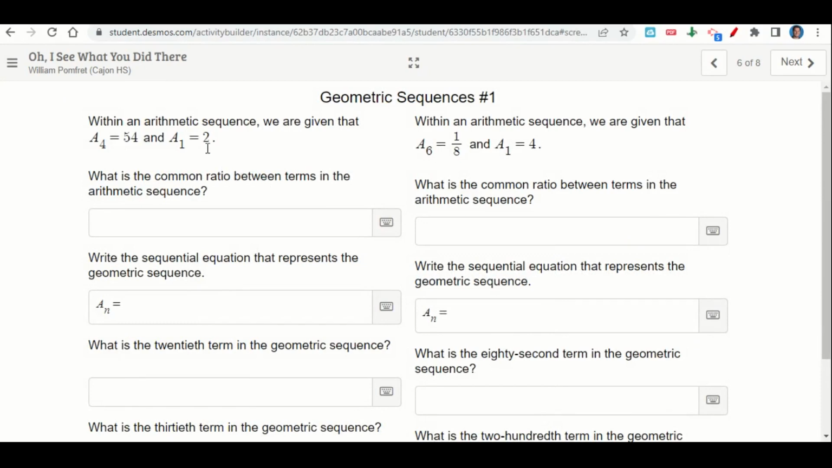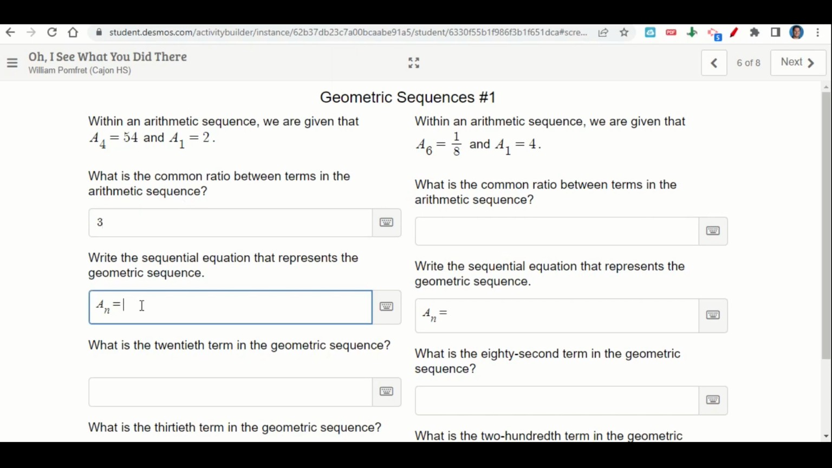So we have a1 is equal to 2 and a4 is equal to 54. Well, let's try 2 for example. So 2 times 2 is 4, times 2 is 8, times 2 is 16. So it's not 2. Let's try 3. Well, 2 times 3 is 6, times 3 is 18, times 3 is 54. So that's my common ratio, so it's 3.